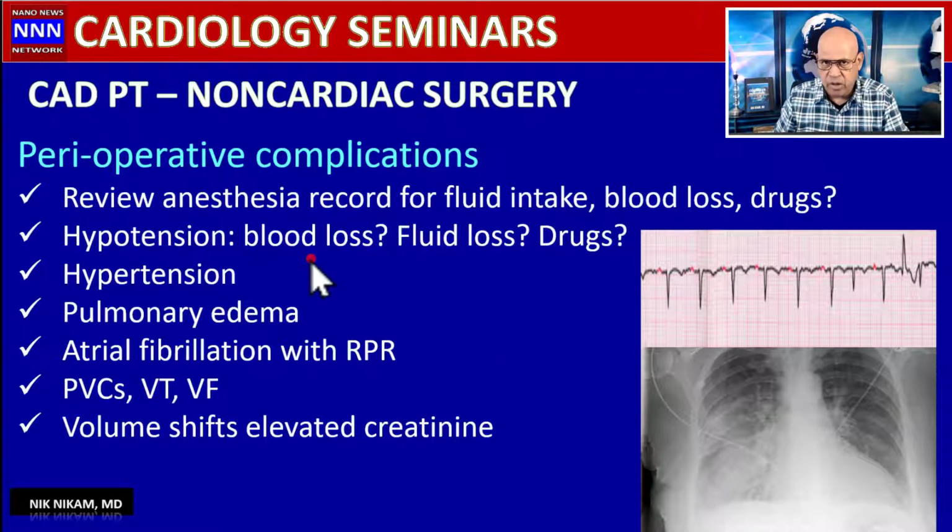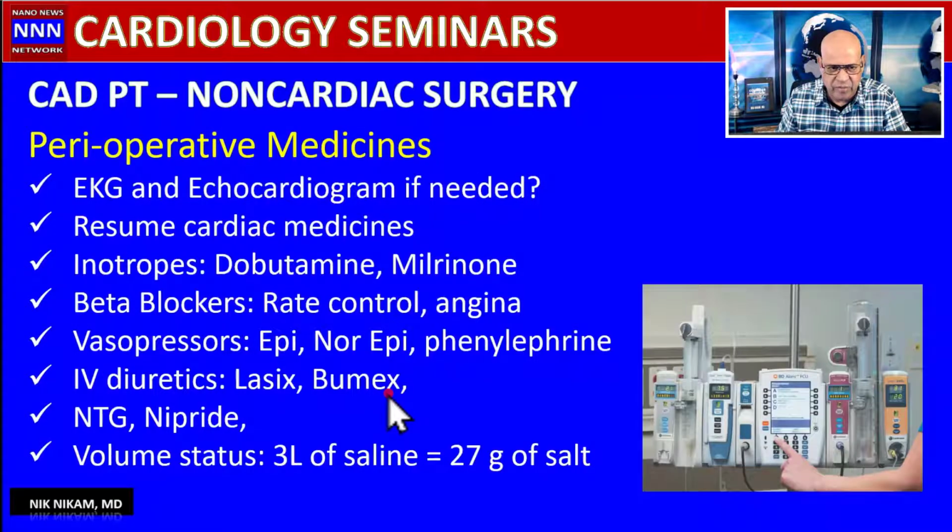In the post-operative phase, you have to deal with hypotension due to blood loss or volume loss. You have to deal with hypertensive crisis. You deal with pulmonary edema, which I talked to you about. Always remember, diastolic dysfunction will give you more problems than systolic dysfunction heart failure, because diastolic dysfunction takes maybe a liter of fluid to put them into pulmonary edema. Atrial fibrillation, not a very good friend to be around in the perioperative phase. Same thing with VT, VF, volume shifts. All these things are important.